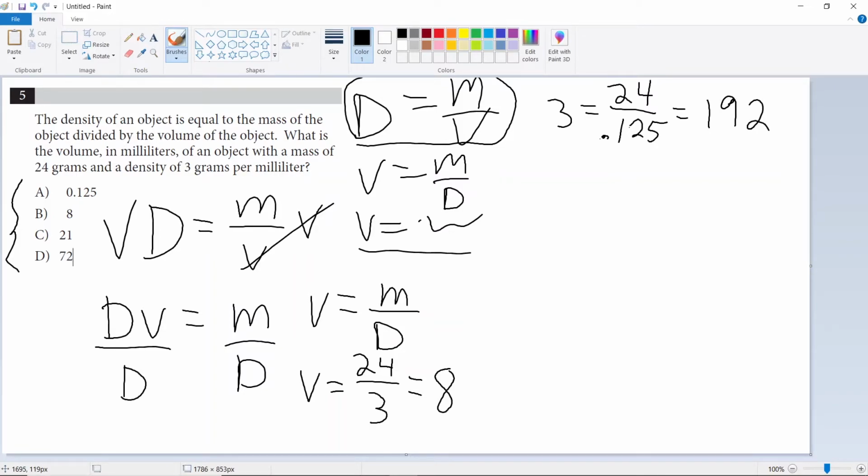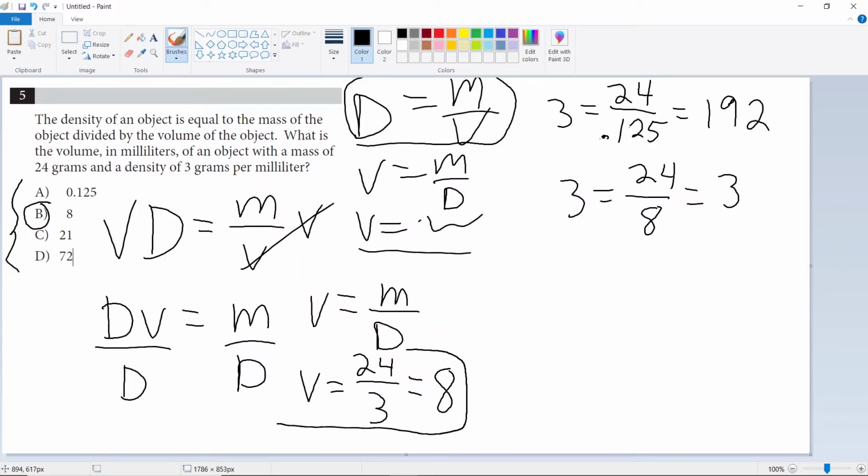We know it's right, but we're going to check it. 3 equals 24 divided by 8. Again, you may know your multiplication tables, or you can use your calculator. 24 divided by 8 equals 3. Yes, 3 equals 3. B is the answer. Now, I circle it. I should have circled it down here where I found out it was 8 after I corrected that other mistake I made.